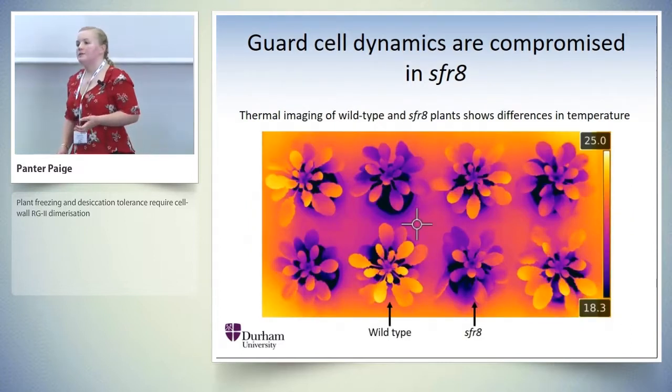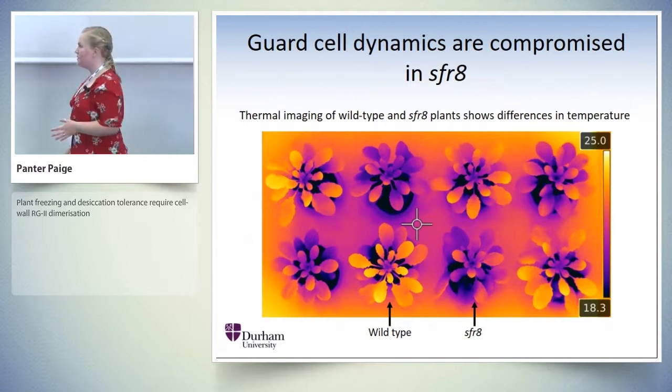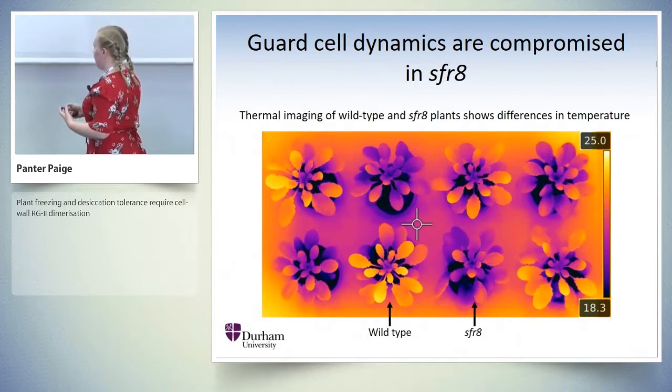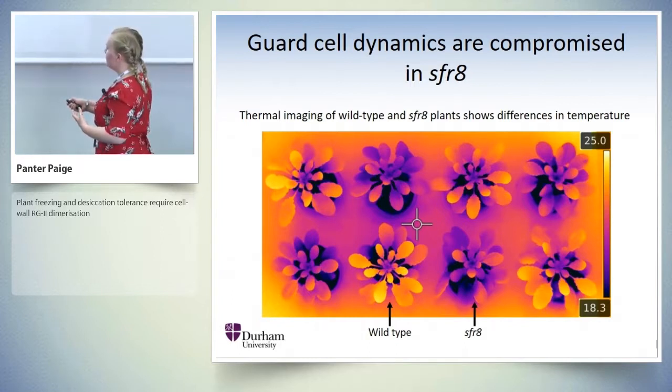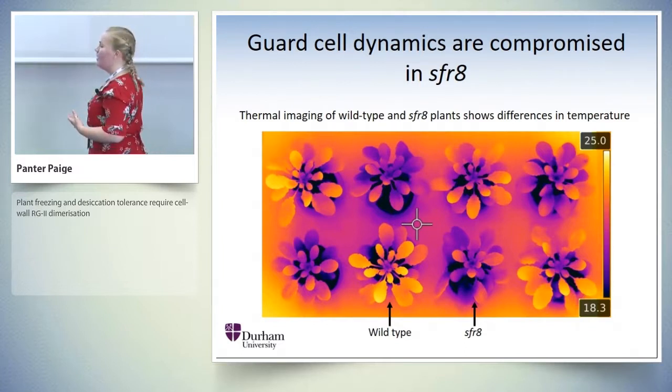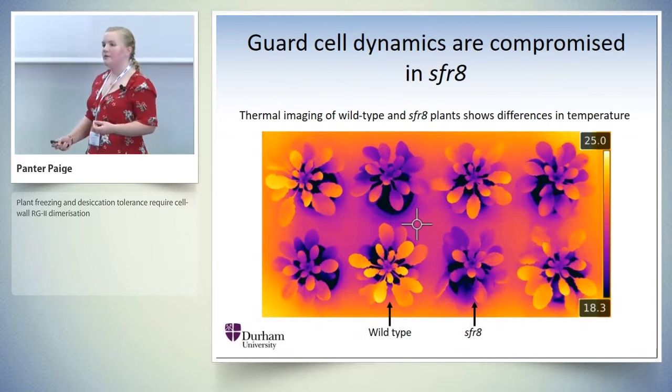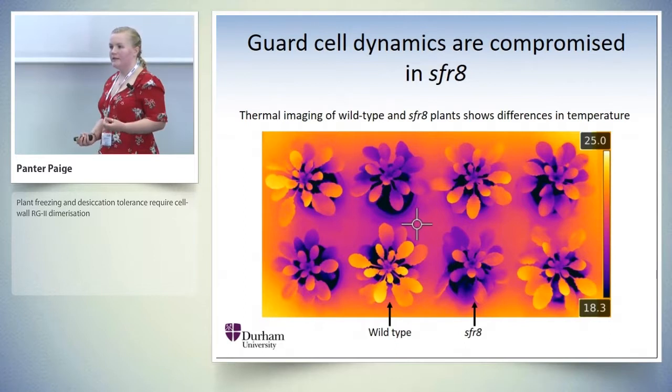Another way that I looked at this was to carry out some thermal imaging of plants to look in more of a live way. And you can see here that the SFR8 mutant, which is in this pattern here, are much more purple and therefore colder than the wild type plants, which are orange and warmer. And this suggests that the mutant plants aren't able to close their stomata the same as wild type, because they're carrying out that evaporative cooling that makes their leaves much cooler.